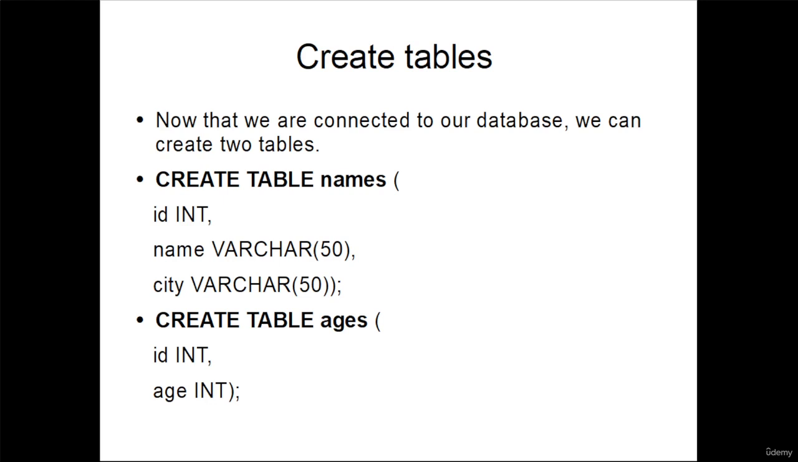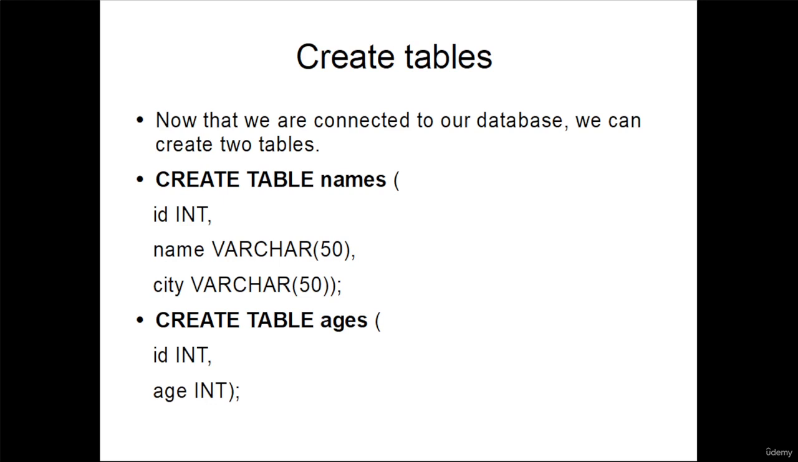Notice that both tables contain the ID column. This is important because it will allow us to establish a relationship between the two tables later. Let us start by creating the names table. CREATE TABLE names, id INTEGER, name VARCHAR(50), city VARCHAR(50).